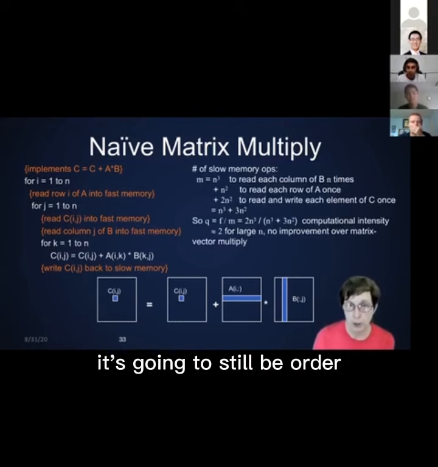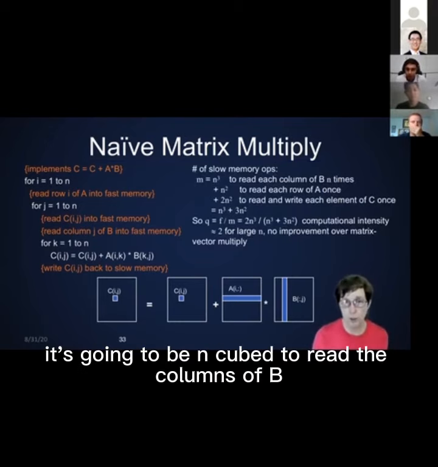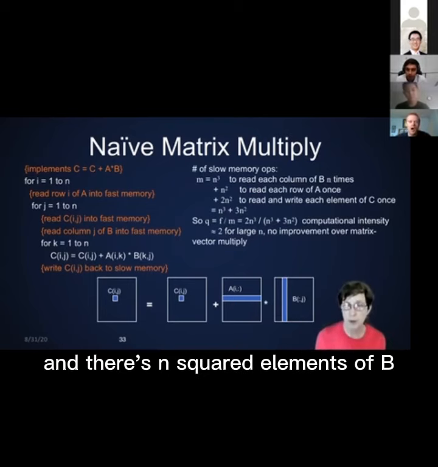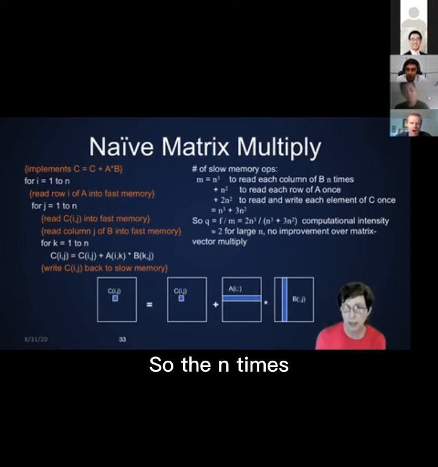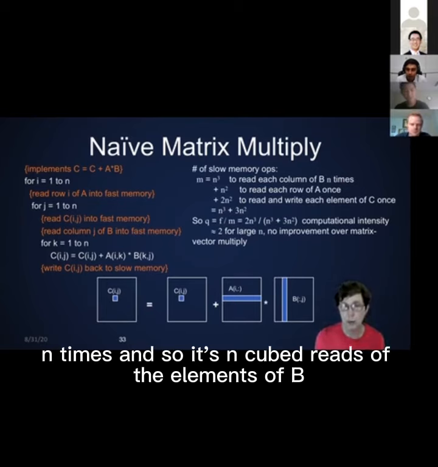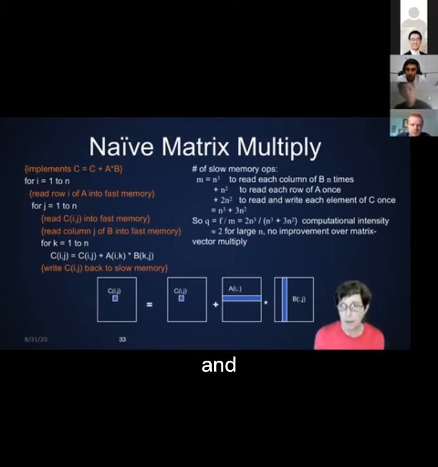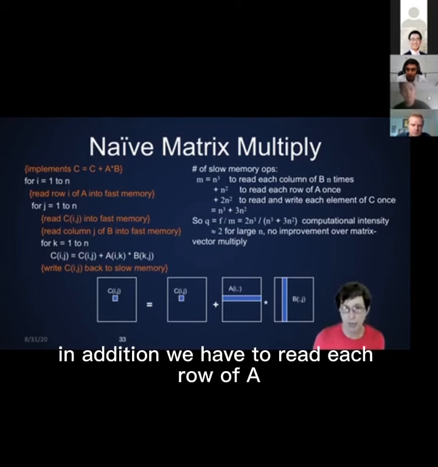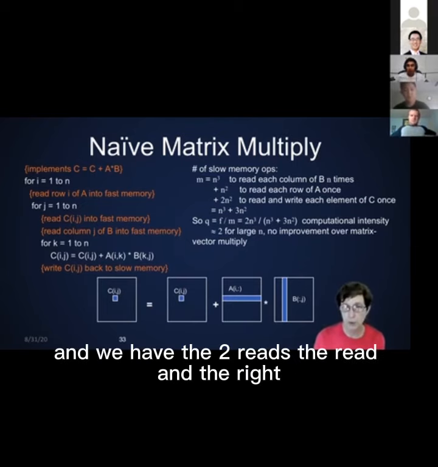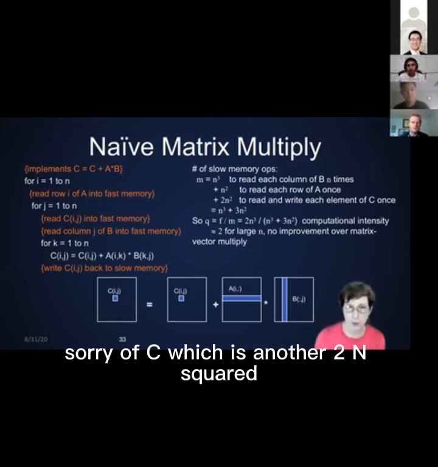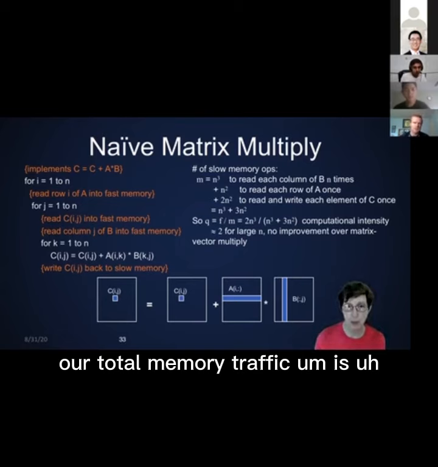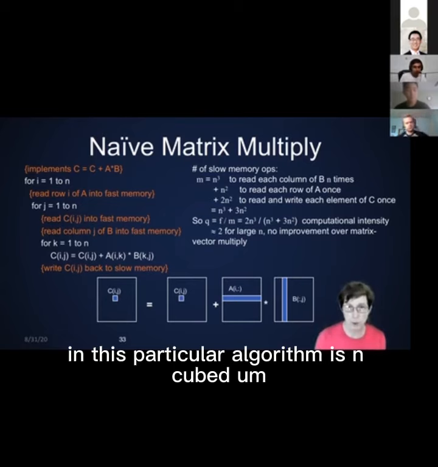Well, it's going to be n cubed to read the columns of B, because each column of B is going to have to be read n times, and there's n squared elements of B. So the n times that we read each one of those columns means that we're reading each element n times, and so it's n cubed reads of the elements of B. In addition, we have to read each row of A. We're only going to read it once, so it's only n squared. And we have the 2 accesses, the read and the write, sorry, of C, which is another 2n squared. And so our total memory traffic in this particular algorithm is n cubed plus 3n squared.